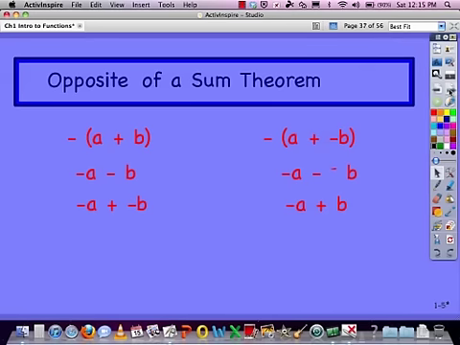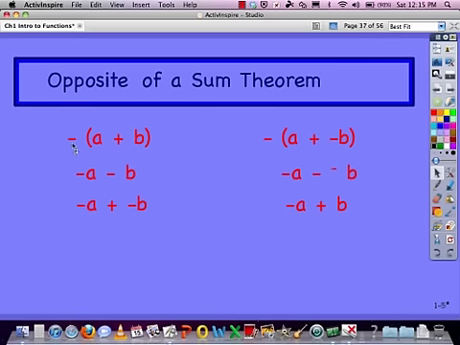There was one more theorem in this section, and it was called the opposite of the sum theorem, put there to remind you about what you do in distributing and what you think of. So if we look over here first, we have the opposite of the quantity A plus B. So the opposite of a sum. Sum is the answer to an addition problem.